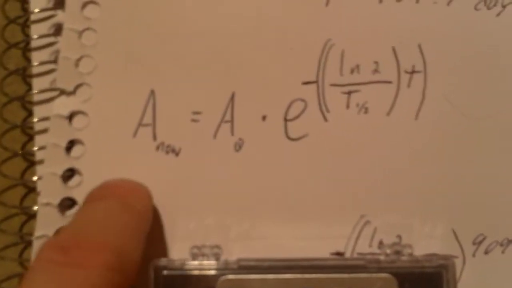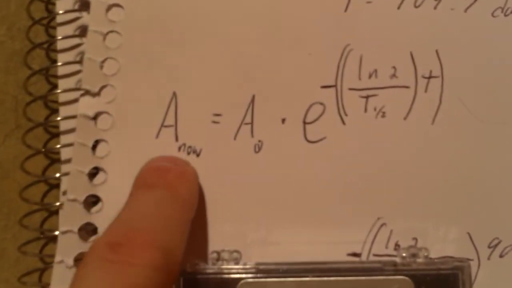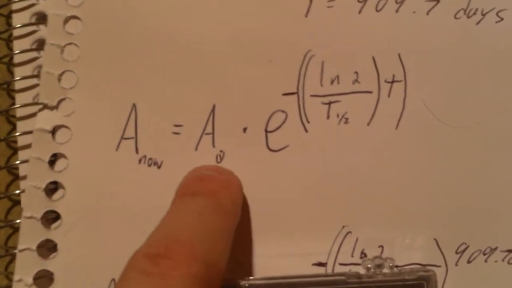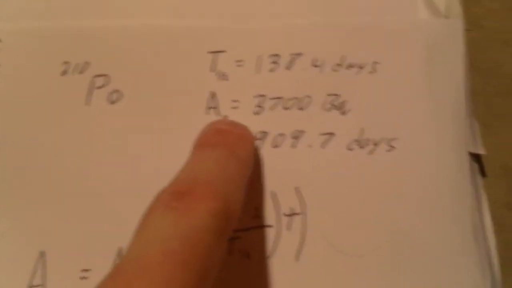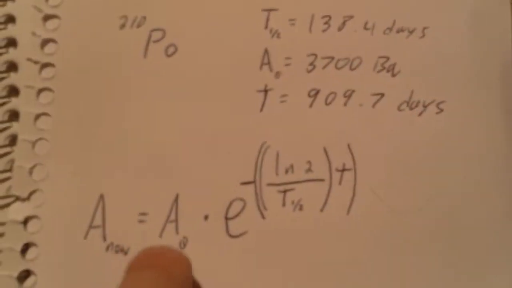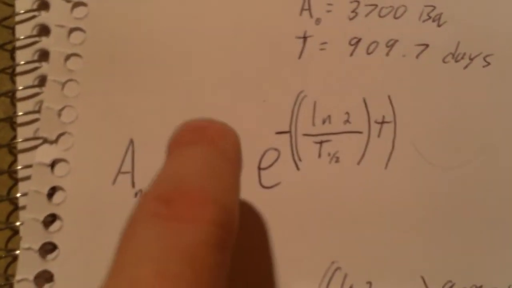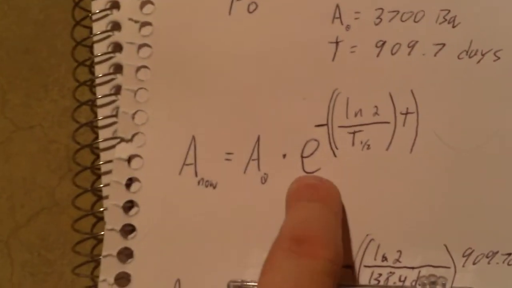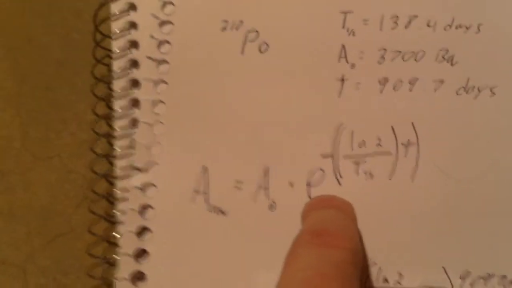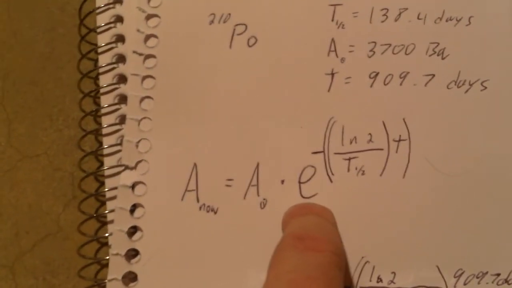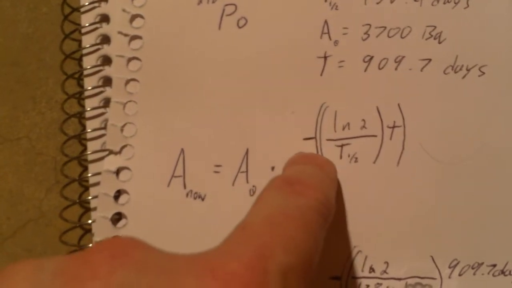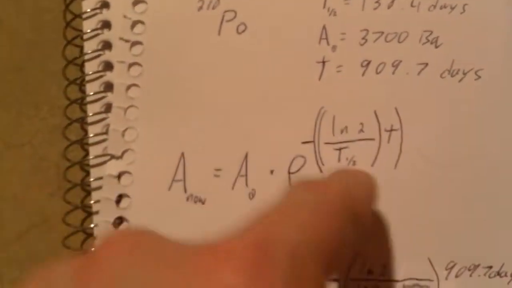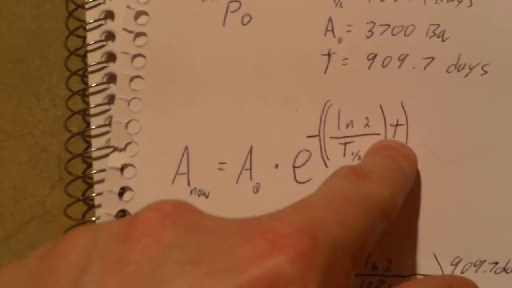We're going to use this equation right here. The current activity, that's A sub now, if you like, is equal to the original activity, that's A sub 0. Remember, A sub 0 is 3,700 becquerels. So the current activity is equal to the original activity multiplied by this. This is going to be e, which is Euler's number. A lot of people call it Euler's number because it looks like it's spelled and pronounced that way, but it's actually pronounced Euler. So it's Euler's number raised to the negative of the natural logarithm of 2, because it's a half-life, divided by the half-life, multiplied by the amount of time that's gone by.